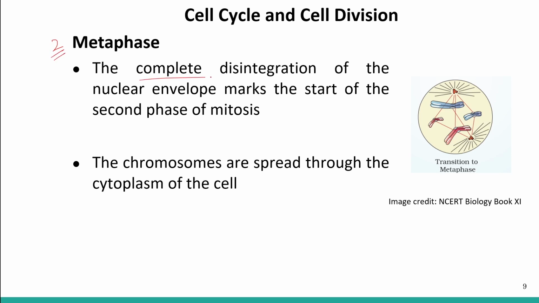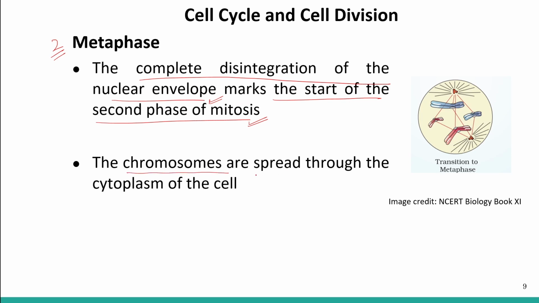Now comes the second stage, that is the metaphase. The complete disintegration of the nuclear envelope marks the second phase of the mitosis. In this particular stage, there is complete disintegration of the nuclear envelope or the nuclear membrane. It started in the late prophase, but it is completed in the metaphase stage.